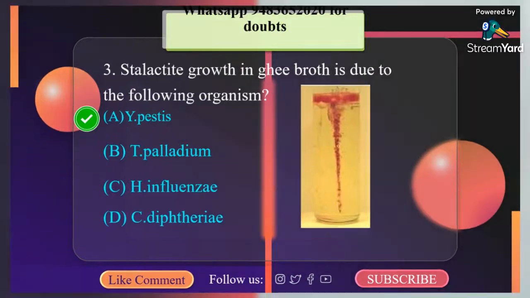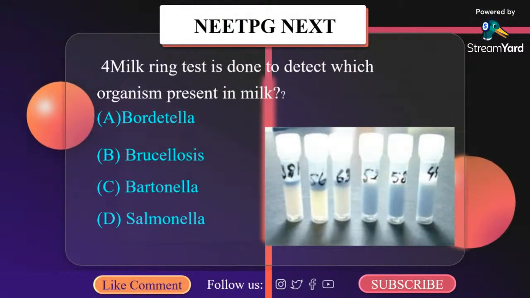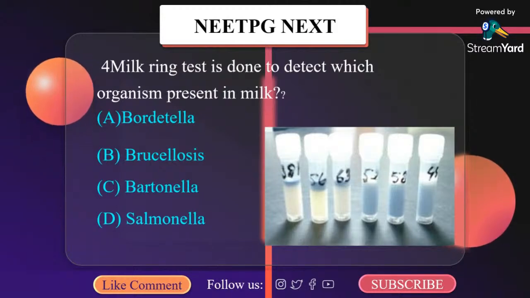Yersinia pestis. Milk ring test is done to detect which organism present in milk: A. Bordetella, B. Brucella, C. Bartonella, D. Salmonella.